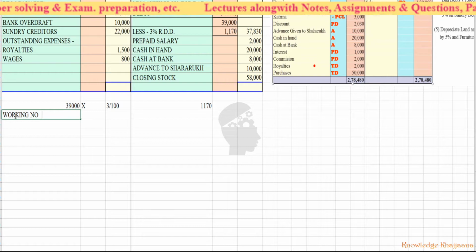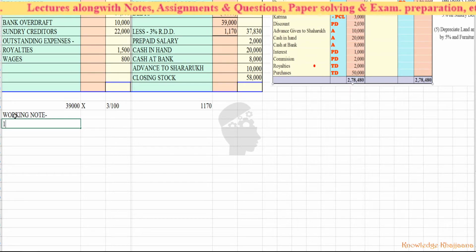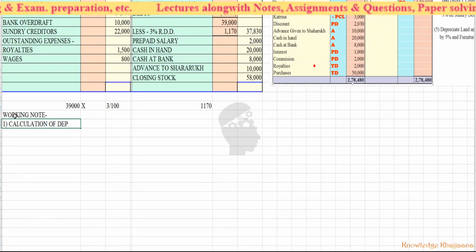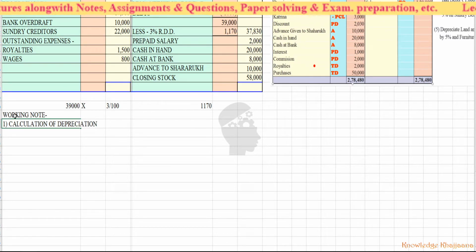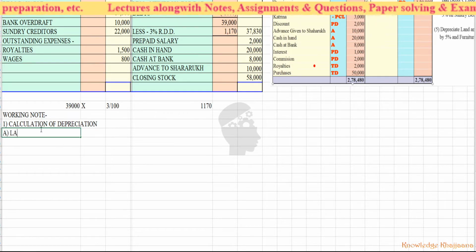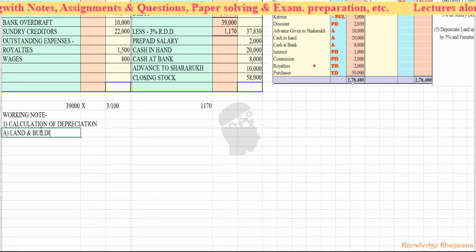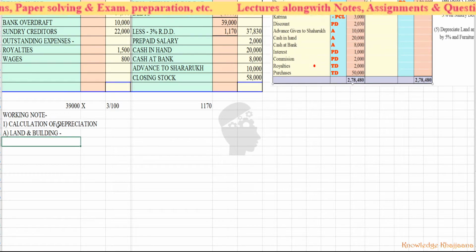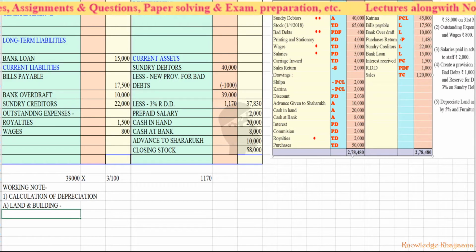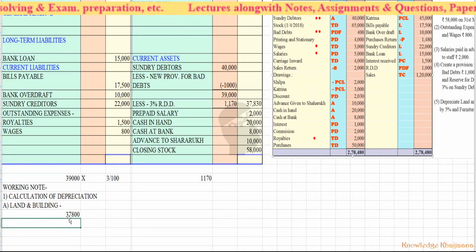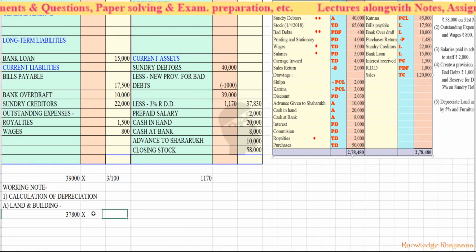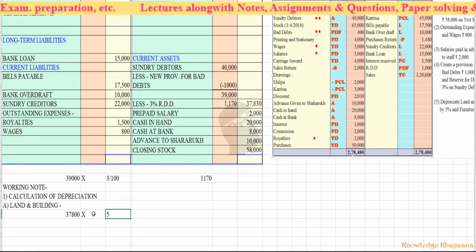Working note 1. Calculation of depreciation on land and building. How much is the value of land and building? Rupees 37,800, and we have to calculate 5%, right? So 5 divided by 100.